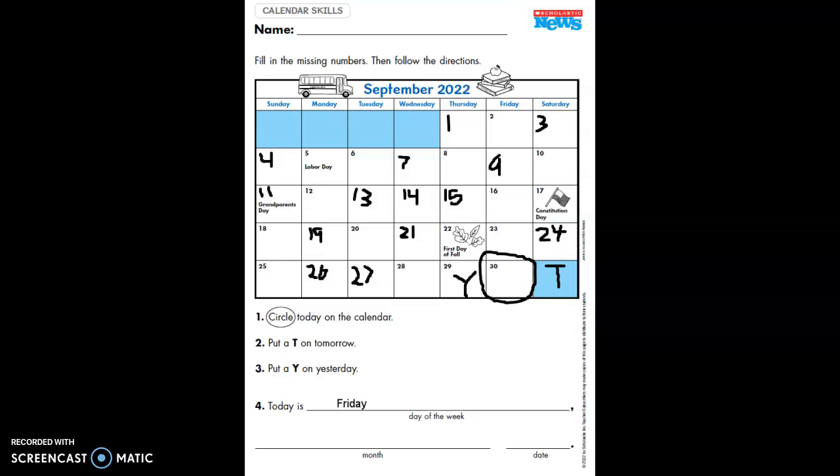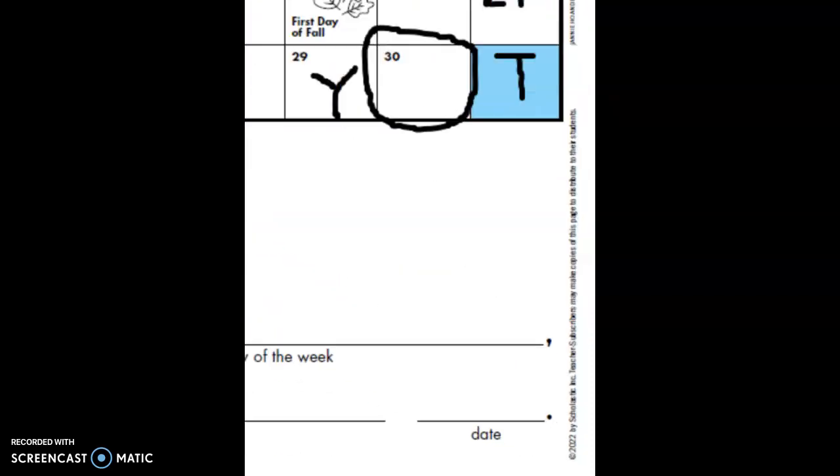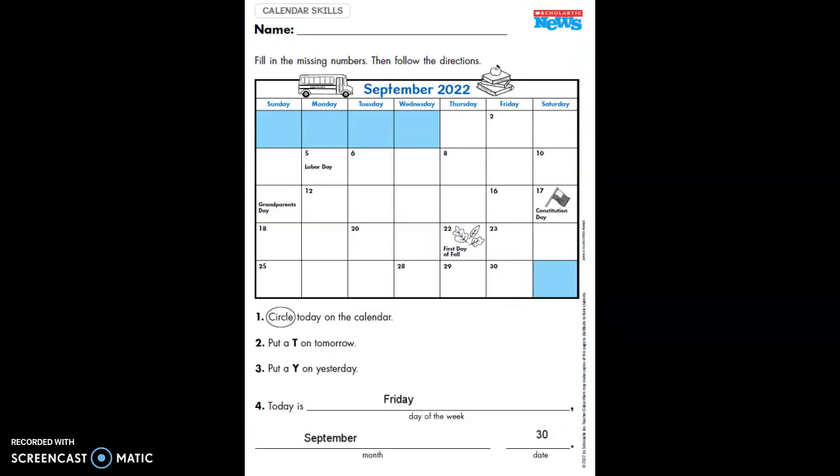The month is at the top of your calendar, September. And the date is the number of the day, and today is the 30th. So number 4 should say today is Friday, September 30th.